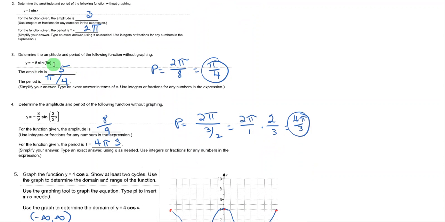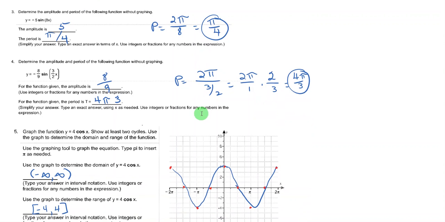All right, let's do number 3. Negative 5 sine 8x. The amplitude is 5. Absolute value of negative 5 is 5. The period is 2 pi over 8. Simplifies to pi over 4. Number 4, same thing. 8/9 is the amplitude. 2 pi over 3 halves. That means we're going to flip this. We're going to have 2 pi over 1 times 2 over 3. That's 4 pi over 3 for the period.